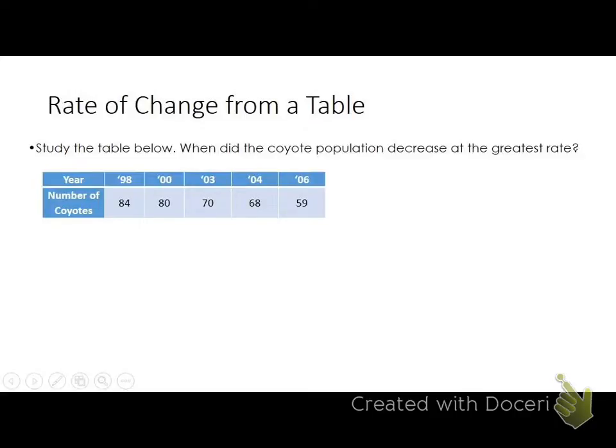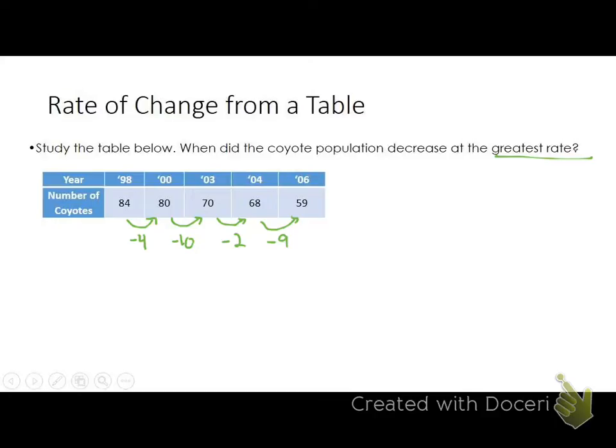Okay, so I'm kind of looking at my table. I want to look at the change because we're looking at where it decreased at the greatest rate. And I see, okay, right there, it decreased by 4, and then it looks like it decreased by 10, and then it decreased by 2, and then from 68 to 59, I believe that's a decrease by 9. And so when you look at this, you might say, oh, okay, so in this little interval, it decreased by 10, and so that means that from the year 2000 to the year 2003, that's where it decreased at the greatest rate. And that's what a lot of people are going to say, but that's actually incorrect.